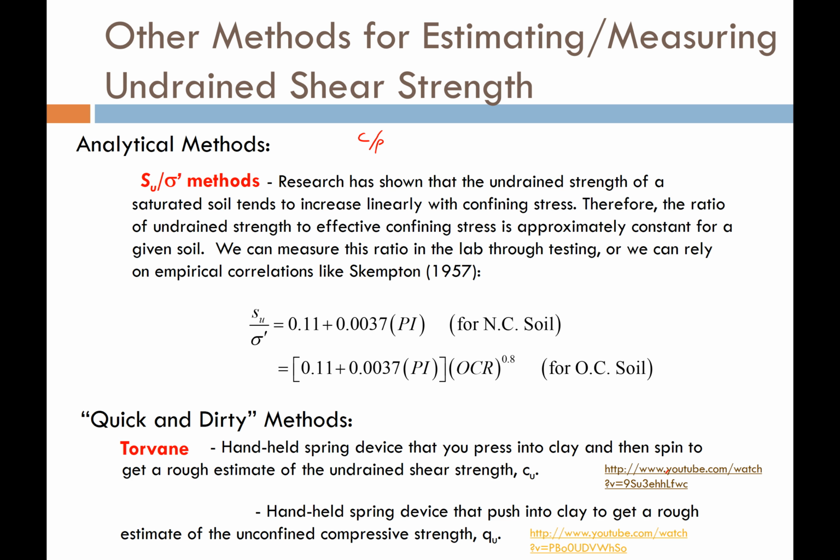So this handheld spring we twist in the clay, and the amount of twist or torque that we can apply to it is going to correlate directly to the undrained shear strength. Another device that we can use that's similar to a Torvane is called a pocket penetrometer. This is another handheld device. It's a little spring device, but this time it looks like a pen, and we can push it into the clay and get a rough estimate of the unconfined compressive strength. So I wonder if this video is going to work any better.